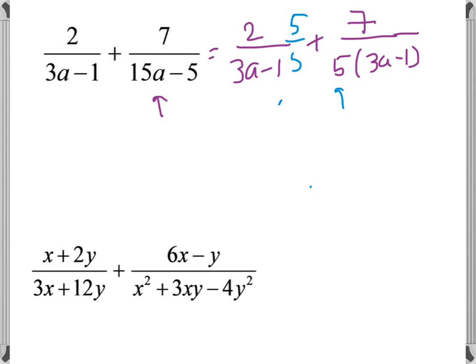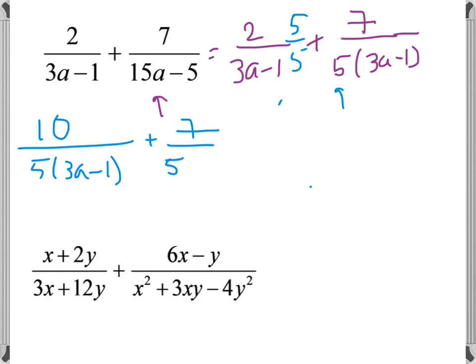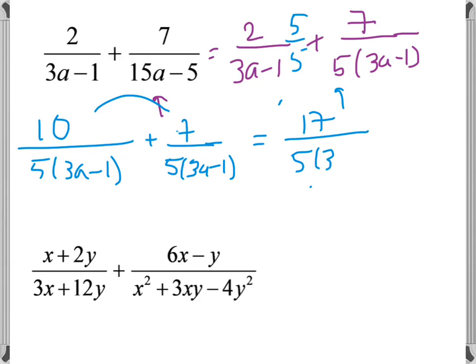So I'm going to multiply that by 5 over 5. I'd have 10, and I'd really only be able to see that if I had factored that second fraction. So I have 10 over 5 times 3a minus 1 plus 7 over 5 times 3a minus 1. If I add those two together, I get 17 over 5 times 3a minus 1, and there's nothing that will cancel there.